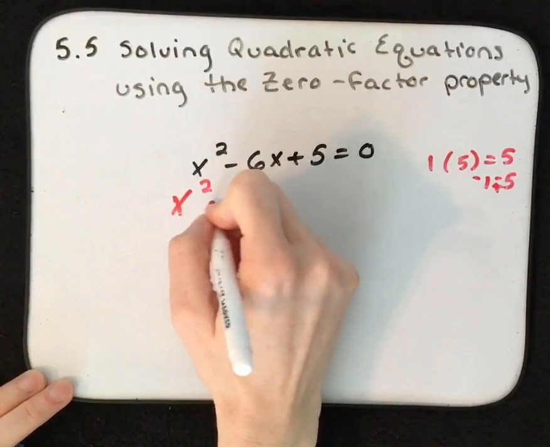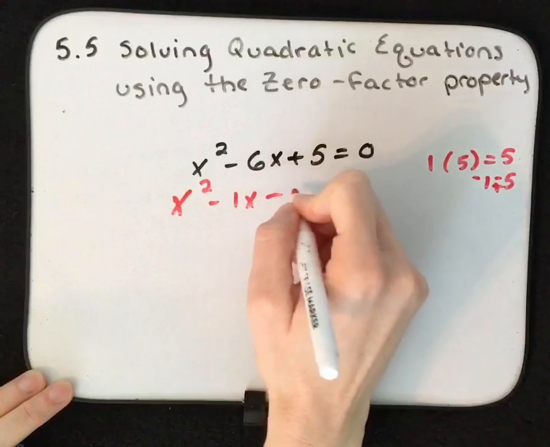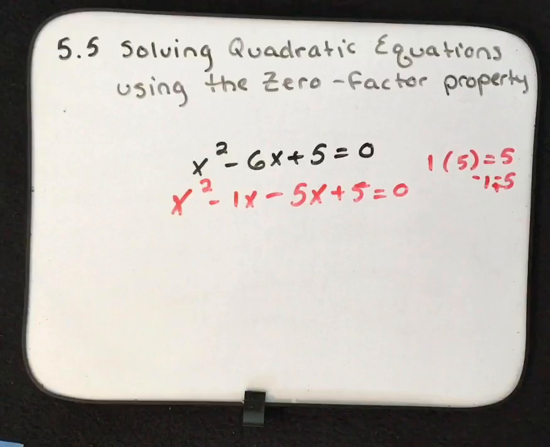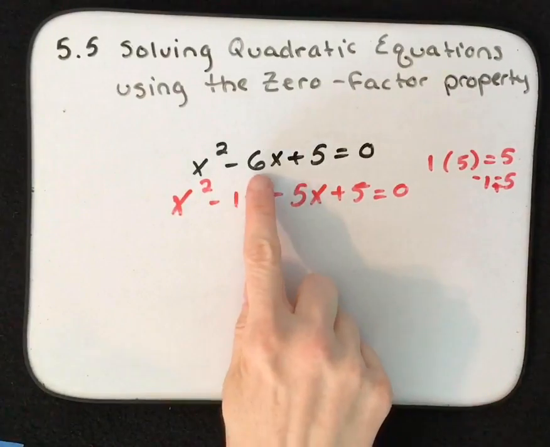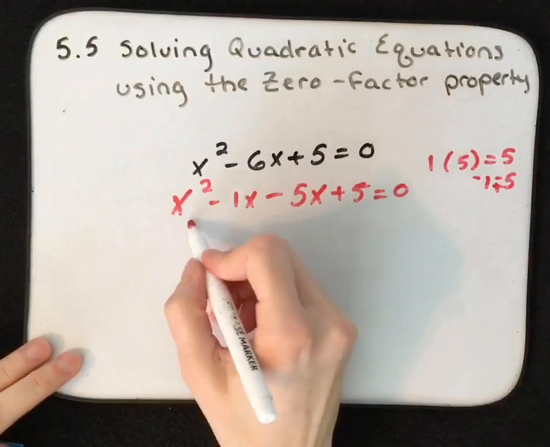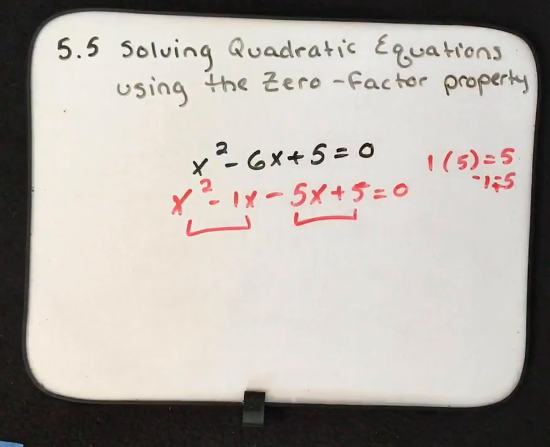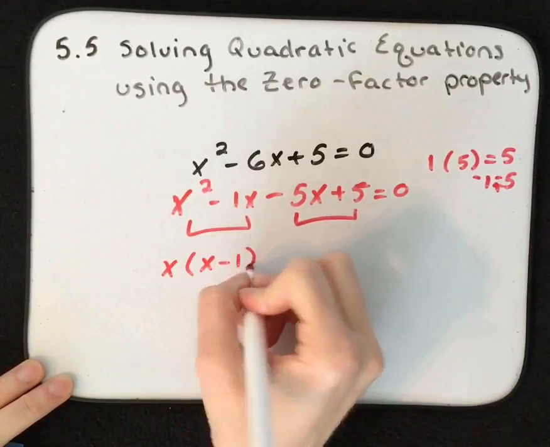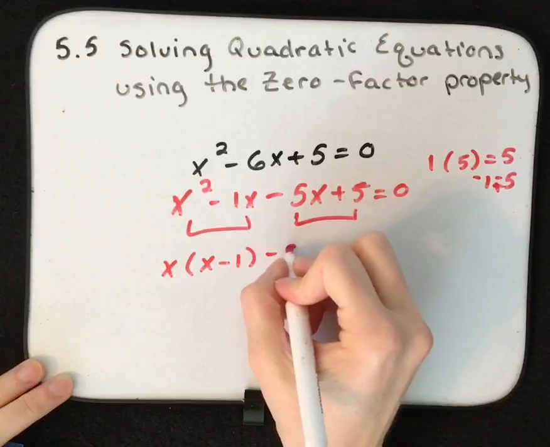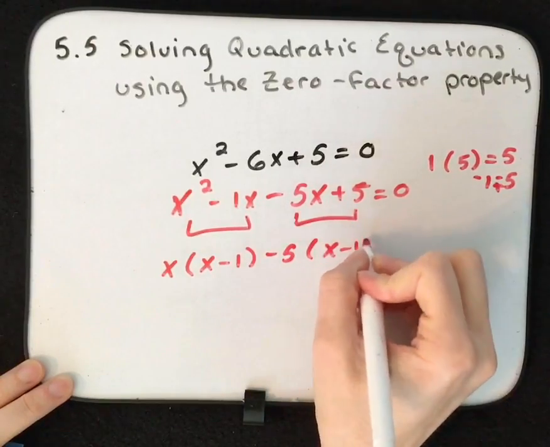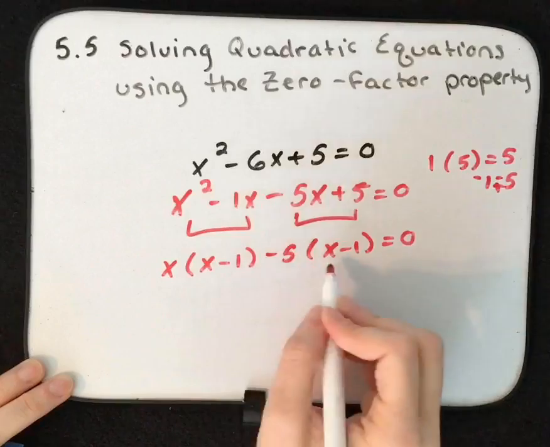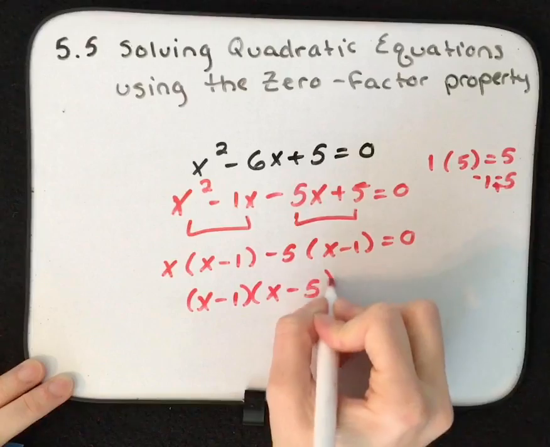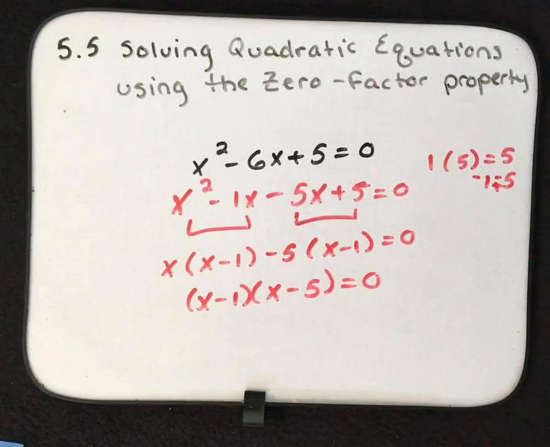If we split it out, negative 1x minus 5x gives us negative 6x. We can do our grouping. What's in common here is x. What's in common here is our minus 5. What's in common is our x minus 1. What's left over is our x minus 5. Now we've gotten it to our factored form.